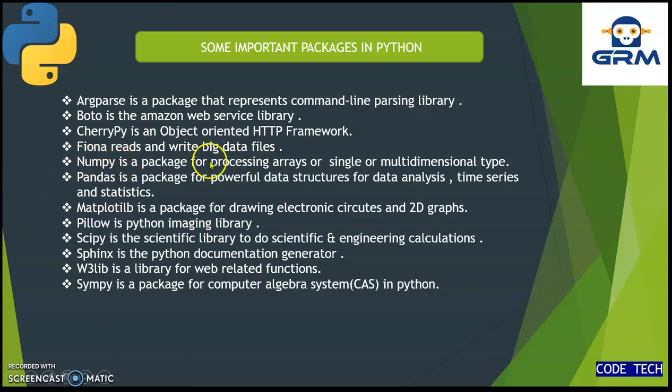Then NumPy is a package for processing arrays of single or multidimensional type. Pandas is a package with powerful data structures for data analysis, time series and statistics. Matplotlib is a package for drawing 2D graphs. Pillow is a Python imaging library. SciPy is a scientific library for scientific and engineering calculations. Sphinx is the Python documentation generator. urllib is the library for web related functions. And SymPy is a package for a computer algebra system in Python.